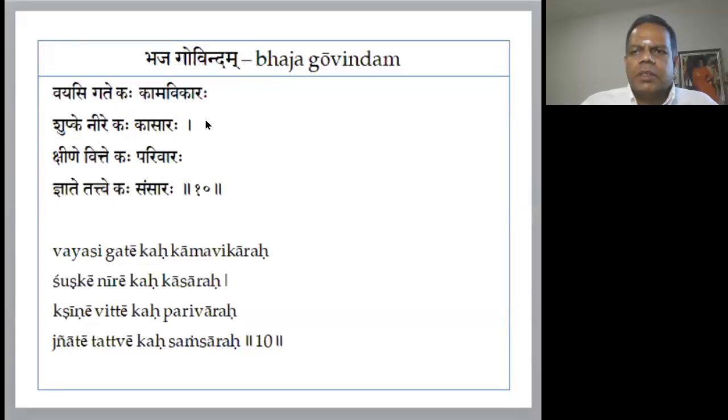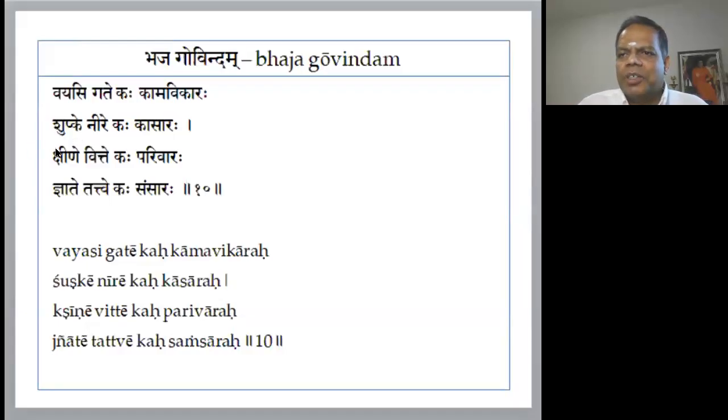We'll just look at words, letters which we have to pay attention to. Vayasi gate kaha kama vikaraha, no aspirated consonant, so it should be simpler to read. Shushke, the second letter, which is ushka, is a compound consonant. That ush is the cerebral sh. So this is palatal sh, so sh. This sh, the tongue should be bent and the tip should be pointed up. Shushke, that ush you pay attention to.